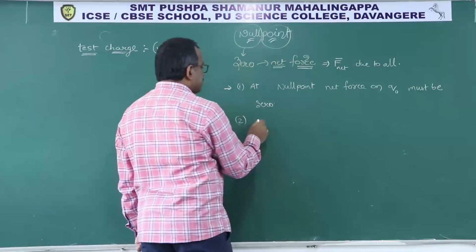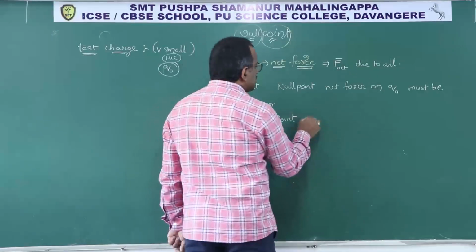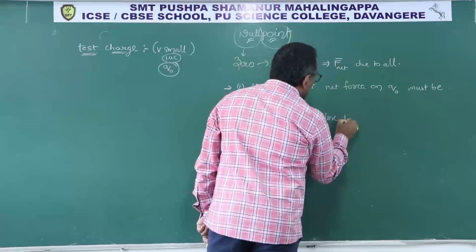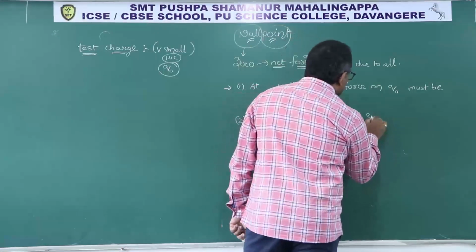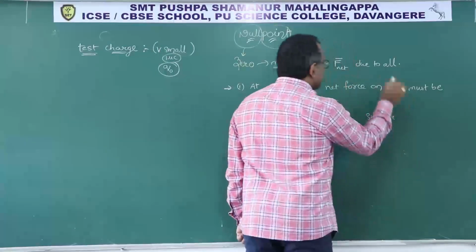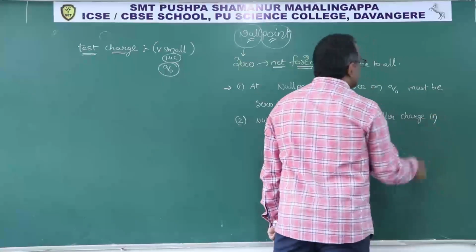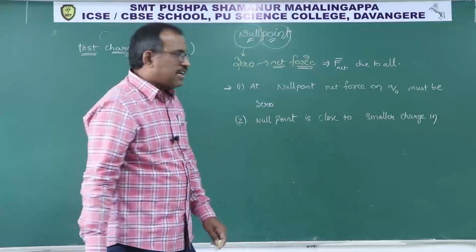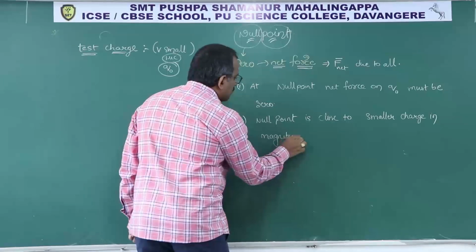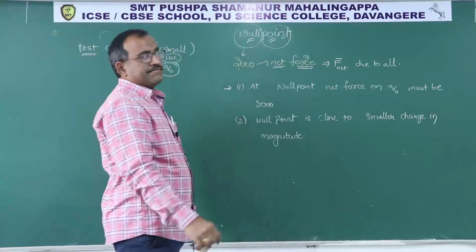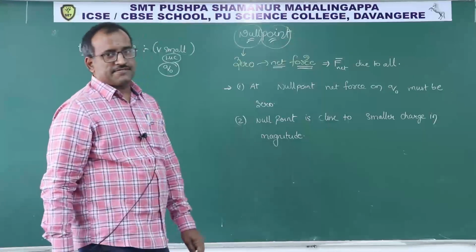Point number 2, null point is close to smaller charge in magnitude. Null point is close to smaller charge in magnitude.